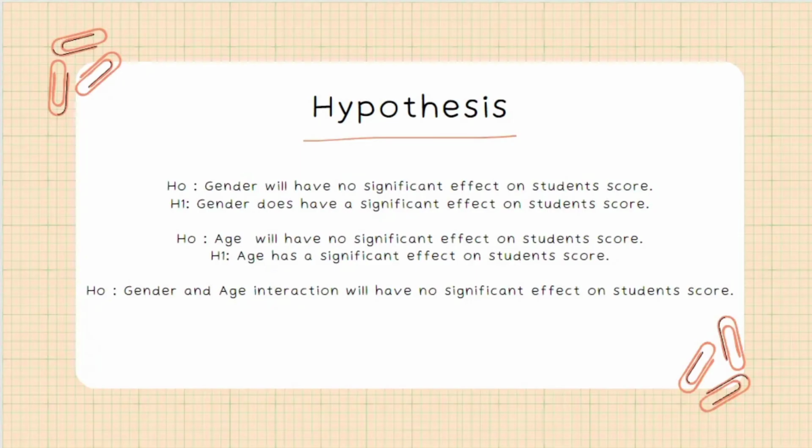To establish hypothesis, for the first hypothesis, we rejected null hypothesis. Gender will have no significant effect on student score, where there is a significant effect. And then for the second hypothesis, we still rejected null hypothesis. Age will have no significant effect on student score because there is a significant effect. And then for the third hypothesis, we failed to reject null hypothesis. Gender and age interaction will have no significant effect on student score. So we can conclude that this statement is true.